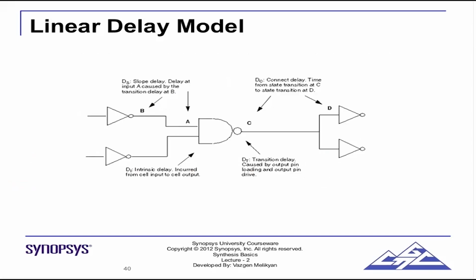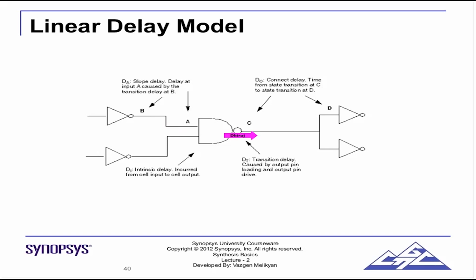So let's take this example where we are interested in calculating the delay for this NAND gate. Di is the intrinsic delay incurred from cell input to cell output, from A to C. Ds is the slope delay at input A caused by the transition delay at B. So whatever inverter is driving B, there will be some transition profile at A, and that will affect the delay.